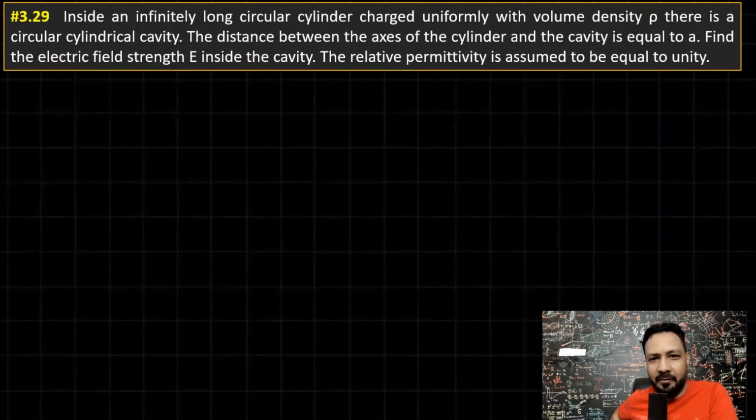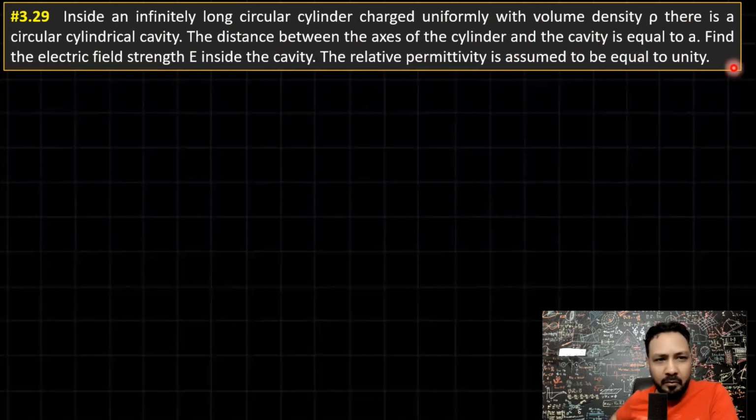Hey all dear students, once again in the Irodov solution series, I have this question number 3.29 of Irodov. The question states, inside an infinitely long circular cylinder charged uniformly with a volume density rho, there is a circular cylindrical cavity. The distance between the axis of the cylinder and the cavity is equal to a. Find the electric field strength E inside the cavity. The relative permittivity is assumed to be equal to unity.